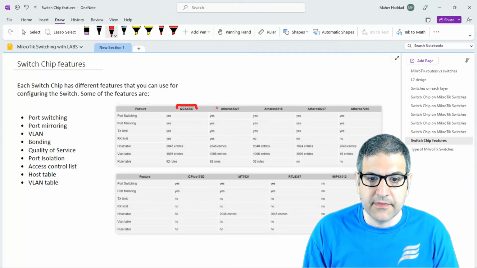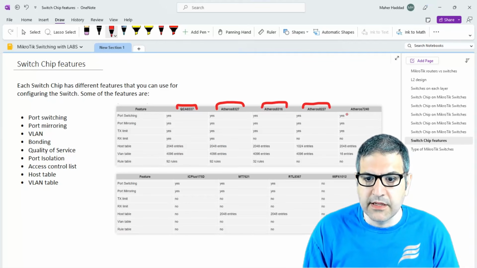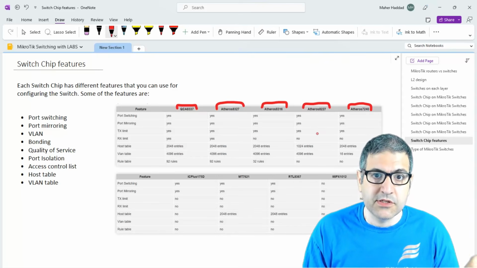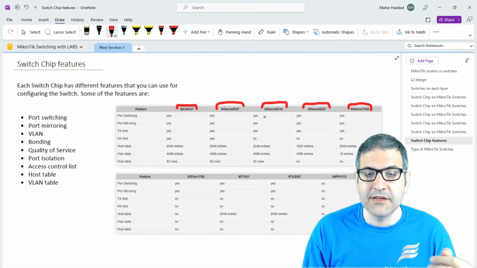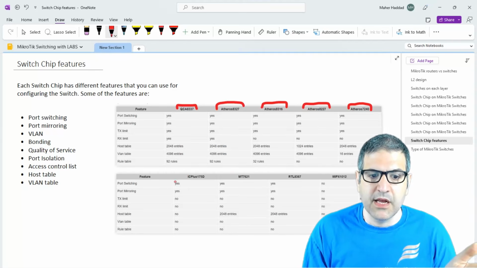This one also Atheros 8327, Atheros 8316, and so forth. Meaning that when you want to buy a switch, you had better look at what switch chip is inside this switch. Then you come to the MikroTik website, or maybe to my slide, to my video here, and you see what features you can have on those switch chip models. Based on that, you say if it is good for you or not.